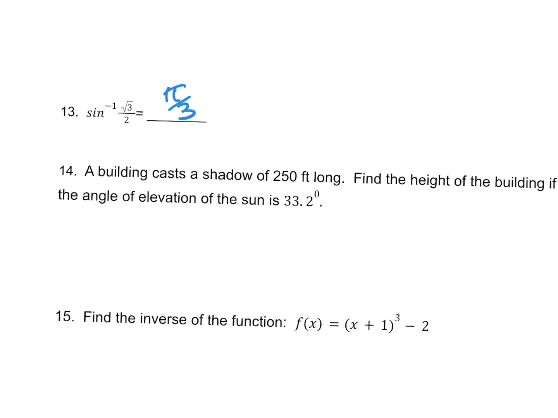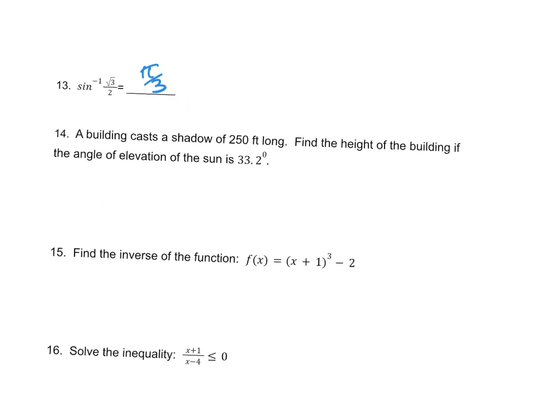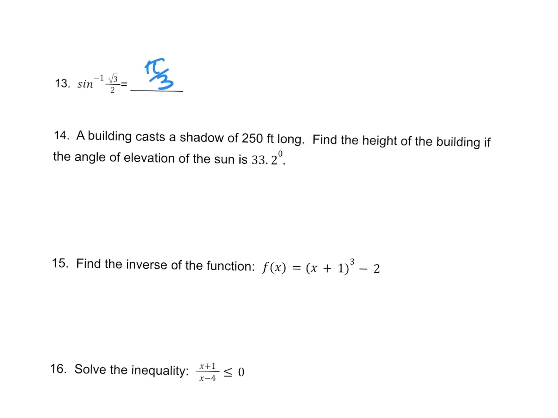Right? That relates back to the first 5 problems on this test. Number 14. A building casts a shadow 250 feet long. Find the height of the building if the angle of elevation of the sun is 33.2. Okay, here's the building right here. The building's built straight up. The shadow of the building, the sun will be over here, by the way.